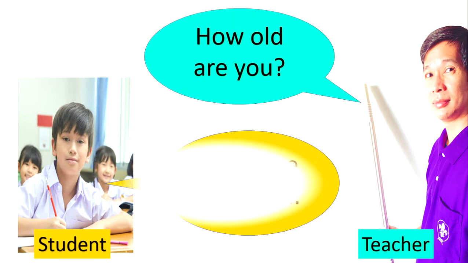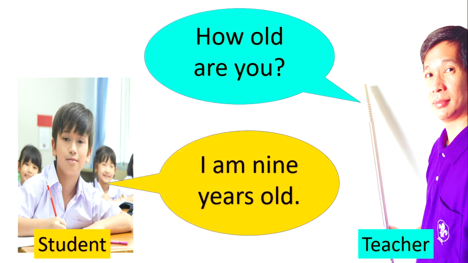So let's take a look at the student's answer. He answered, I am 9 years old. It means that the student's age is 9. He is a 9 years old boy. So when I say, how old are you? You just have to say, I am, and then say your age, years old. I am 9 years old. I am 10 years old. I am 11 years old.